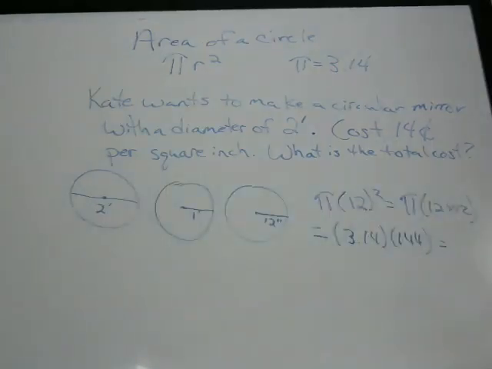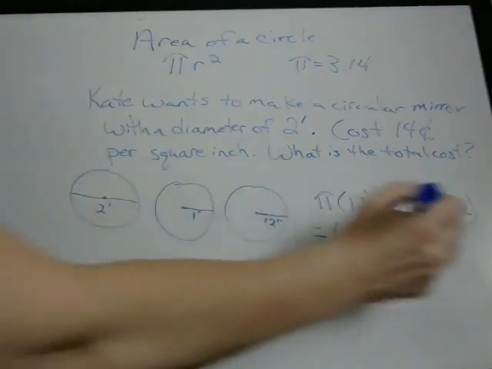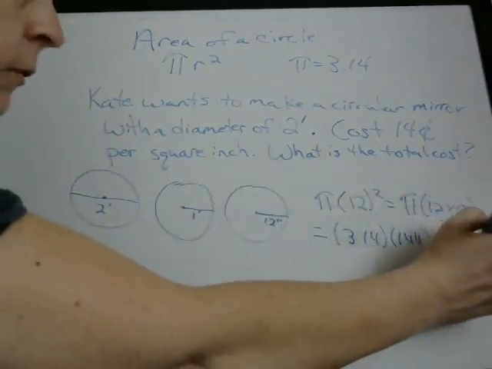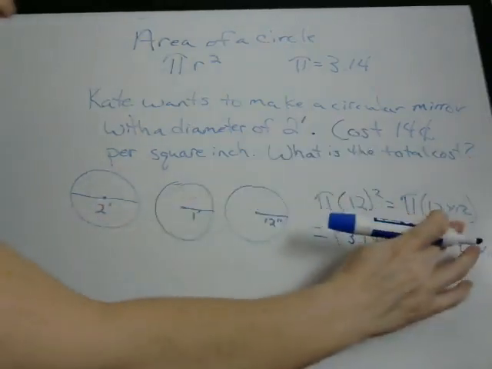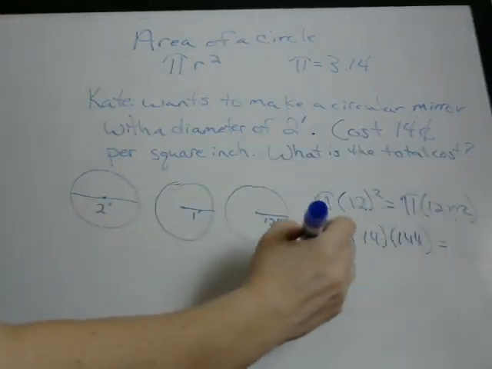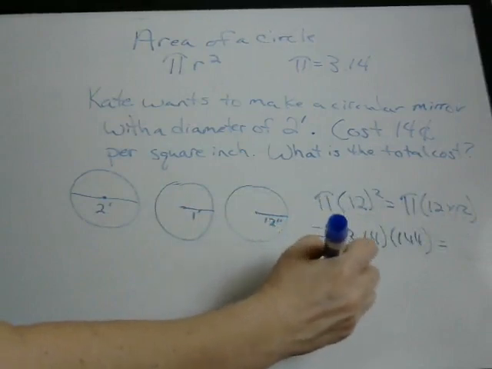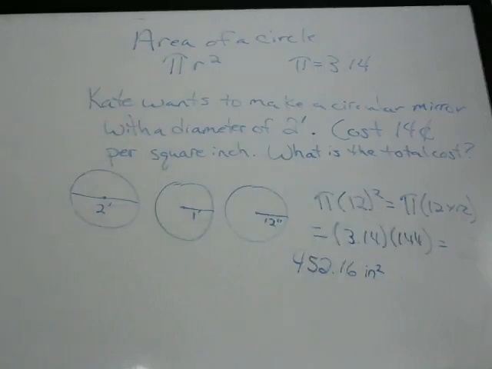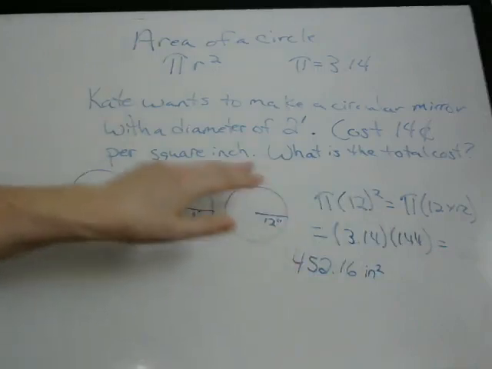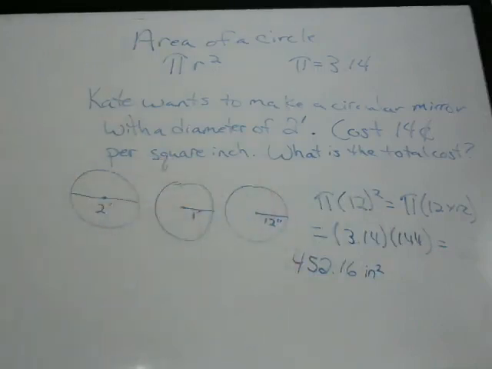So 3.14 times 144 is 452.16. I'm going to write that down here. So our answer is 452.16 square inches. That's the area of this circle, of the mirror that we want.